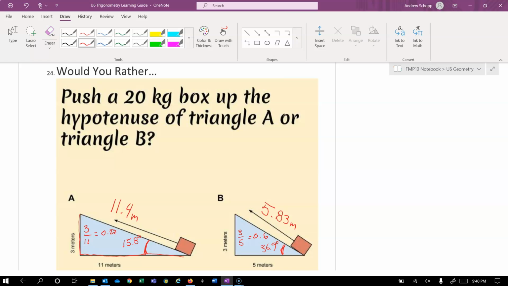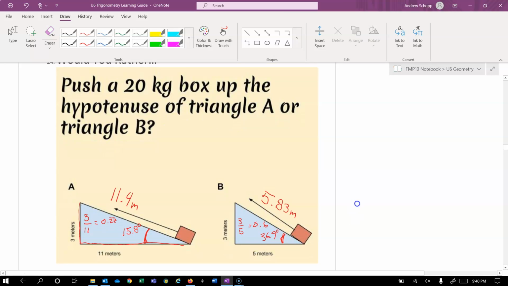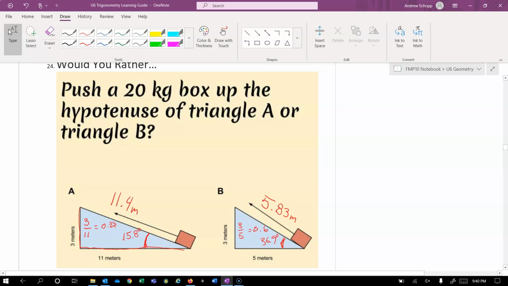And then you might say, well, I would choose A because the steepness of that is only 15.8 degrees, where for B, it's 36.9. It's more than double what A is. So that might be a reason to choose A over B. So two different ways to think about it. Your choice, of course, just a chance for us to explore different ways to compare these.